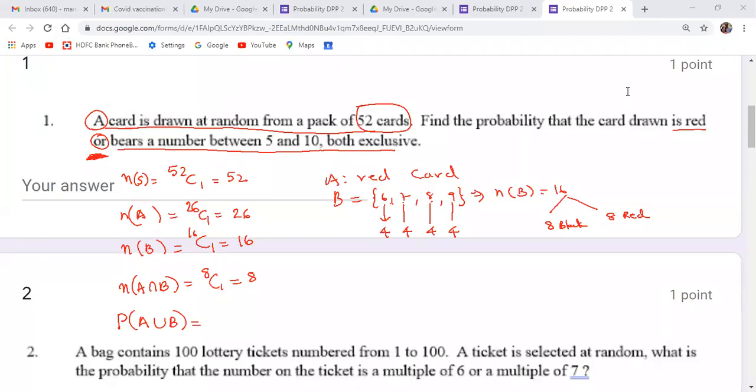So N of S is 52C1, because there are 52 cards and you're selecting only one card. A stands for red cards. There are 26 red cards, so the number of ways a red card can be obtained is 26.